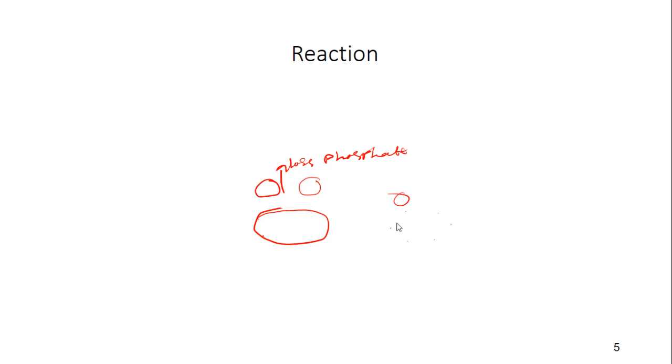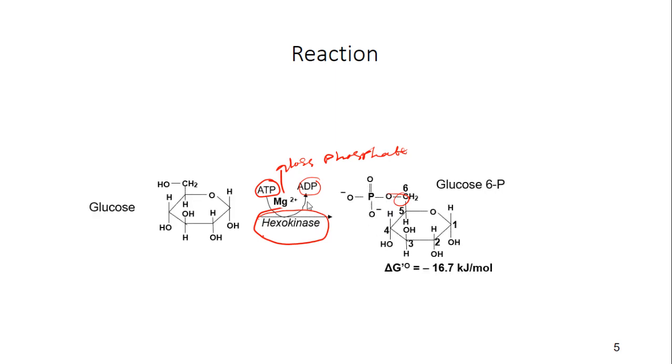Okay, let's quickly move on and look at the next part. So remember that when glucose receives a phosphate group, it's going to produce what?